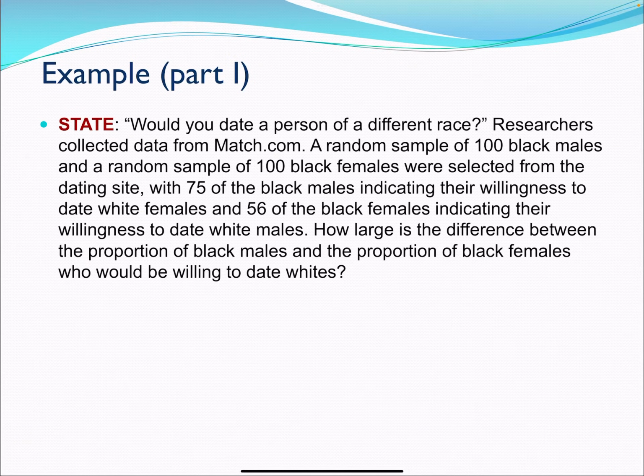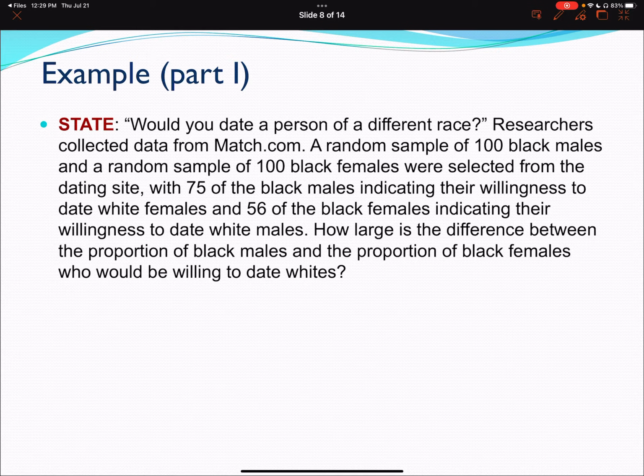So let's go through an example. We always start by stating our problem. Would you date a person of a different race? Researchers collected data from Match.com. A random sample of 100 black males and a random sample of 100 black females were selected from the dating site, with 75 of the black males indicating their willingness to date white females and 56 of the black females indicating their willingness to date white males. How large is the difference between the proportion of black males and the proportion of black females who would be willing to date whites?